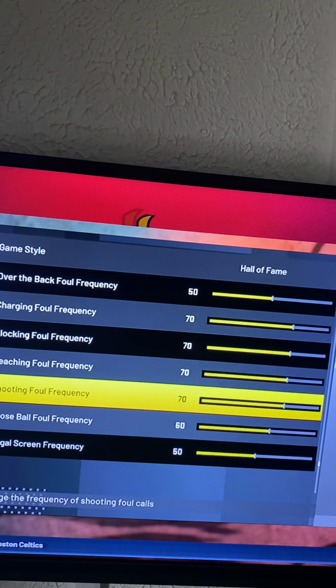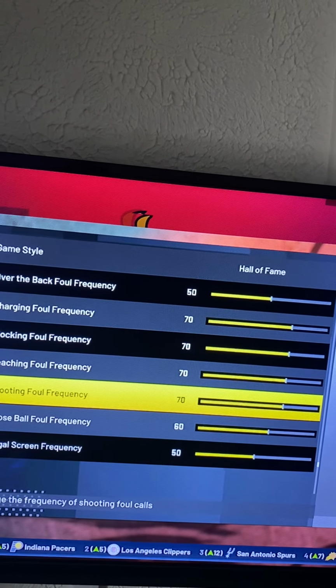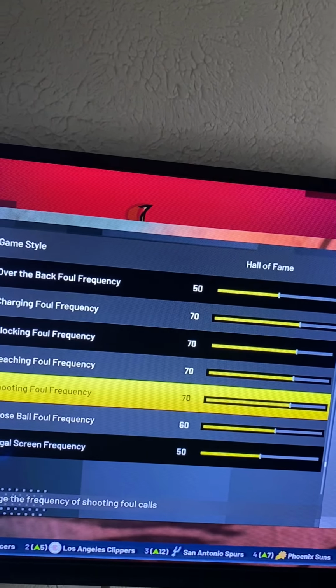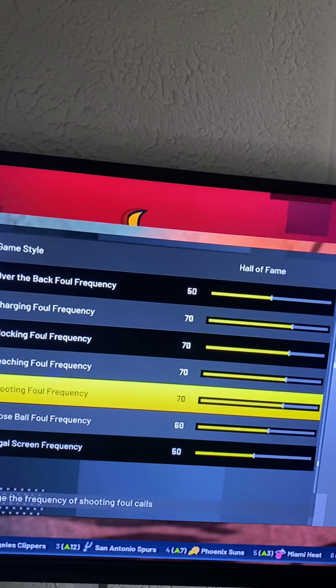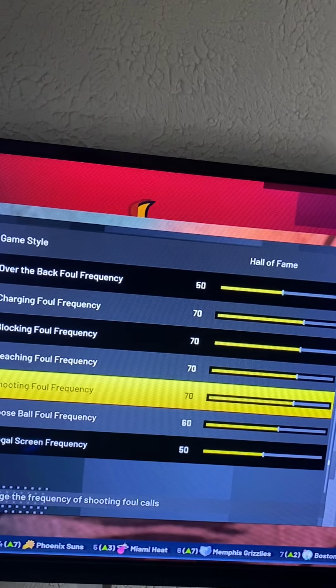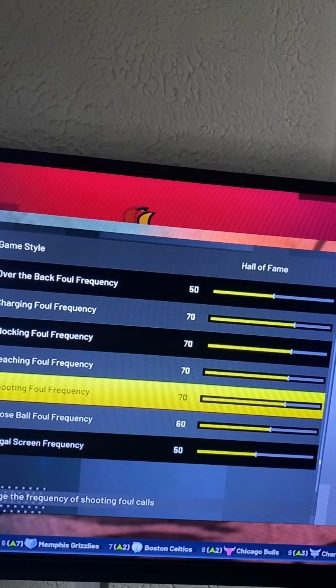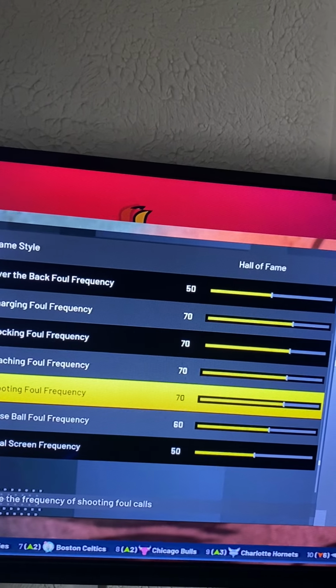These are the things that Visual Concepts lack in. This is not a real basketball game. If you want this game to be competitive, if you want this game to feel real and to feel authentic, use my slider set. Please, I would greatly appreciate it.